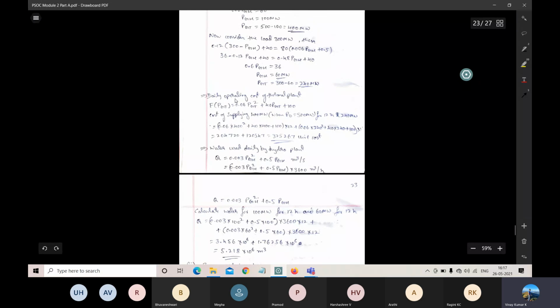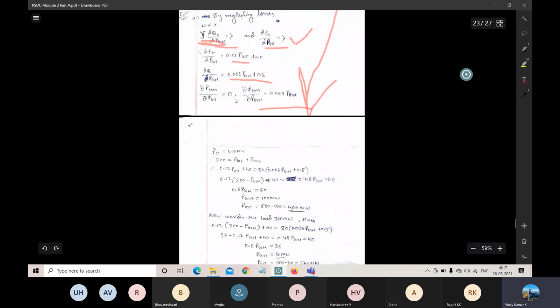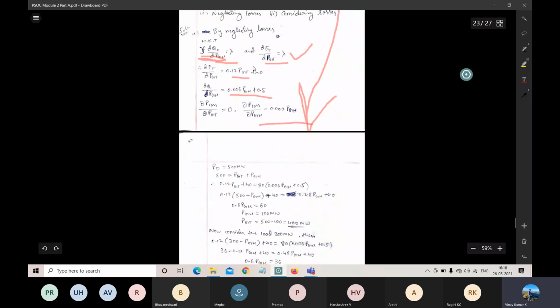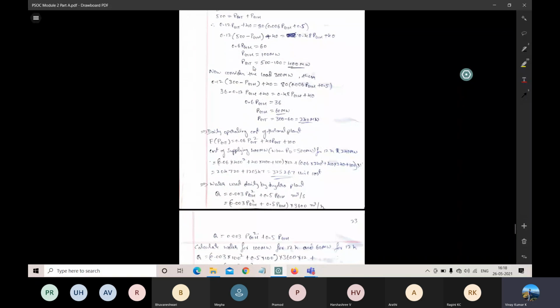Okay, and the next thing is we have to calculate the operating cost. Now we have calculated the power. The next step is we have to calculate operating cost. So this operating cost will be given by FPGT. So this is the equation. So FPGT is 0.06 PGT square plus 40 PGT plus 100. So we have calculated PGT here. Just substitute PGT in this equation. That's it. Just substitute PGT.